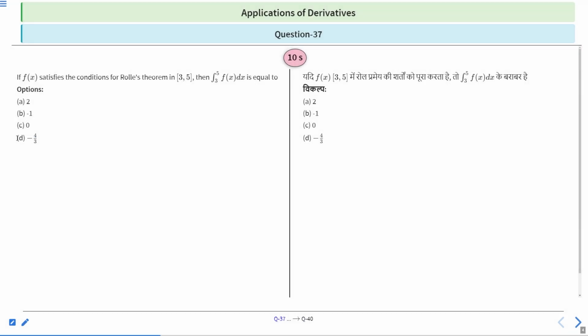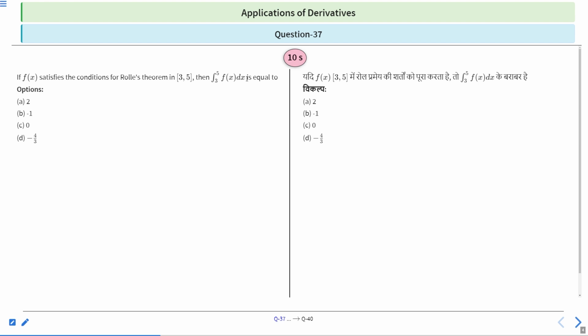Okay, let's start with question number 37, which says, if f(x) satisfies the conditions of Rolle's theorem in [3, 5], then the integration of f(x) dx from 3 to 5 is equal to, right? So f(x) is given such that it is satisfying Rolle's theorem in the interval 3 to 5. Then you have to calculate the value of the integration of f(x) dx from 3 to 5.